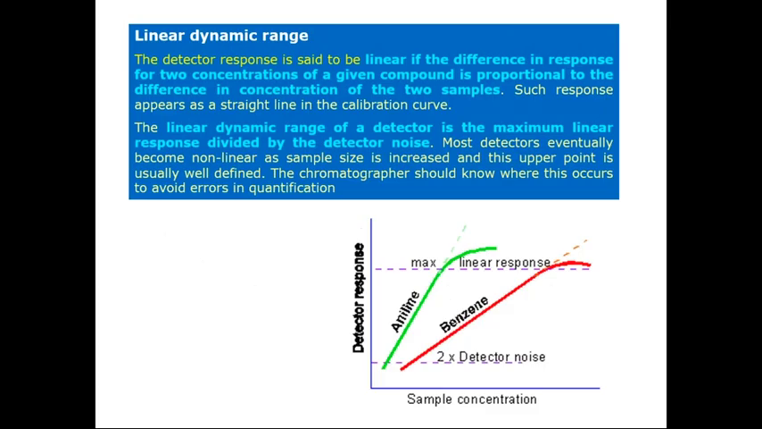All the detectors that are used have to give a linear response to the sample concentration. As you increase the sample concentration, the response should increase, and this is measured by the area of the peak in the chromatogram. The detector is said to be linear if the difference in response for two concentrations of a given compound is proportional to the difference in the concentration. And also, because of this linear response, we can use HPLC for quantification, as you will see in the later slides.